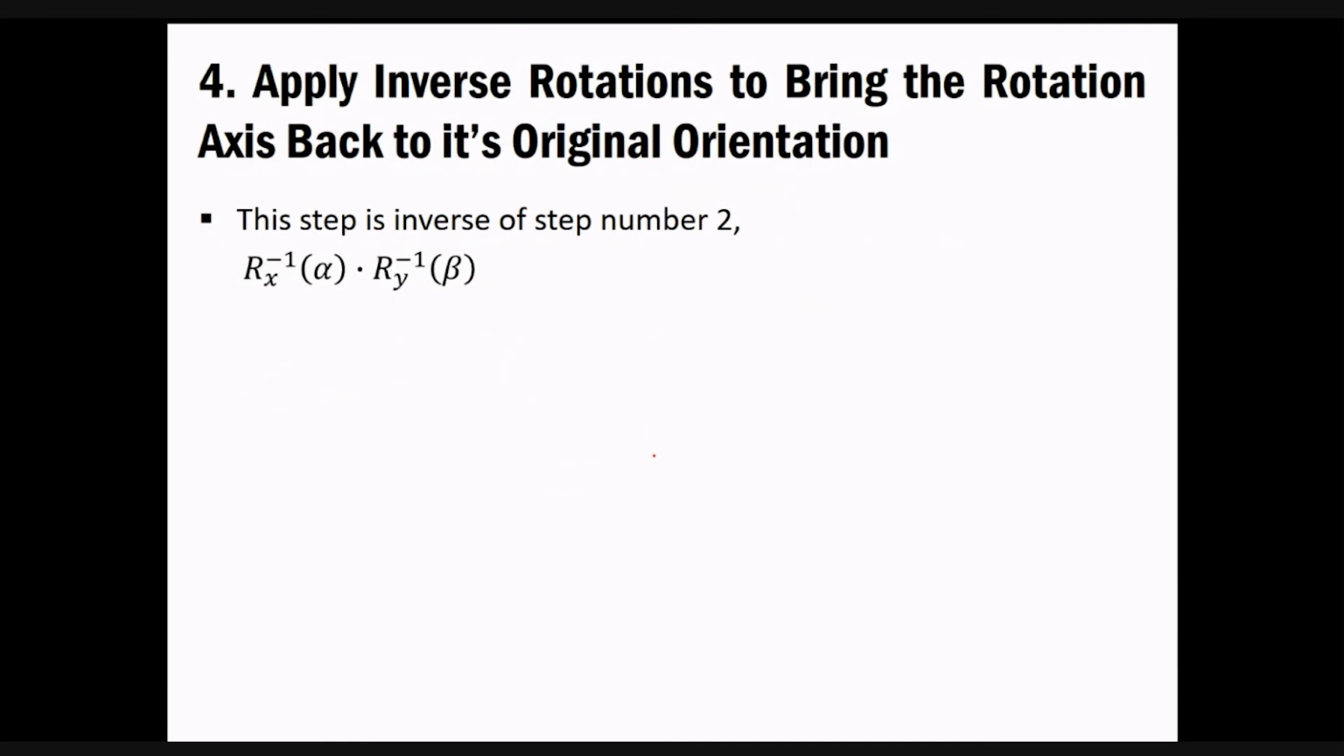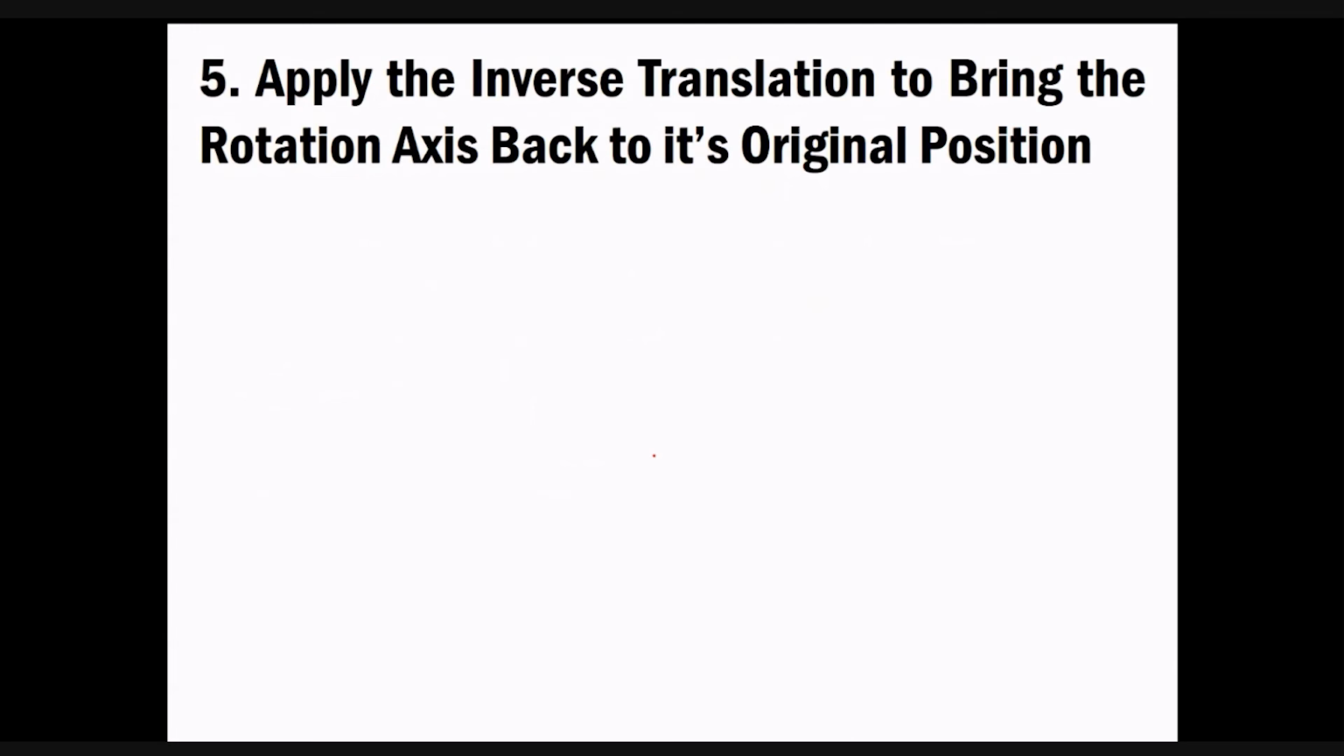Now the fourth step says to apply the inverse rotation to bring the rotation axis back to its original orientation. So this step is nothing but the inverse of step 2. You just have to take the inverse of that particular matrix. And once you do this, apply the inverse translation to bring the rotation axis back. I think we can spare some 15 to 20 minutes for examples of such cases, and by that you will get more idea.